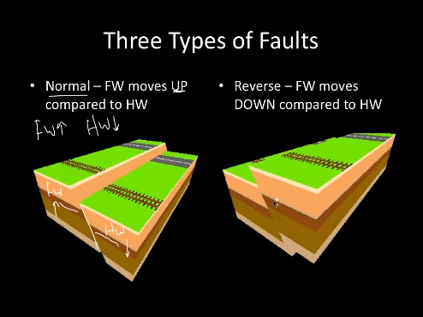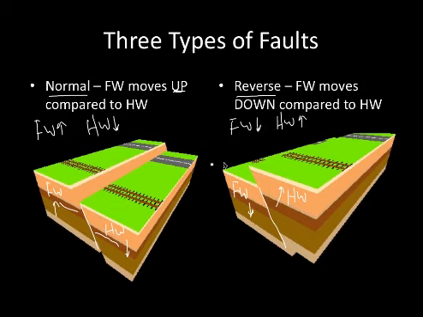The opposite, here's our fault, right here. Here's our hanging wall, because it's the wall you can hang from. Here's our footwall, because it's the wall you could walk up. Notice that the footwall is below the hanging wall, or the hanging wall is up now compared to the footwall. So it looks like the hanging wall moved up, and it looks like the footwall moved down, and that's called a reverse fault. And that's where the footwall moves down and the hanging wall moves up.